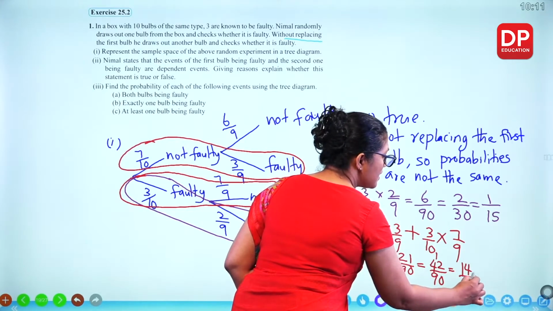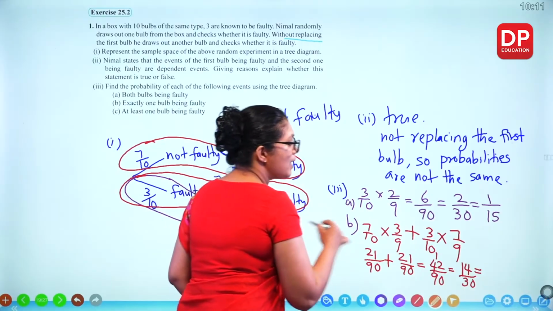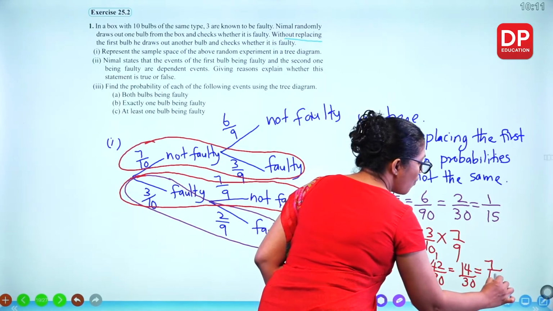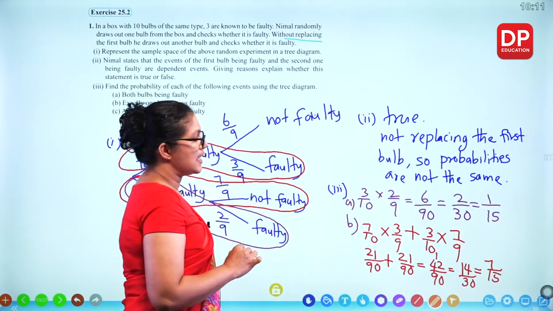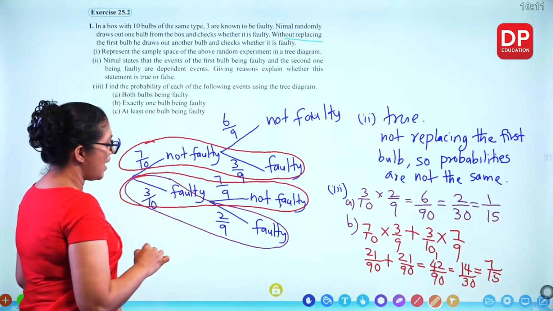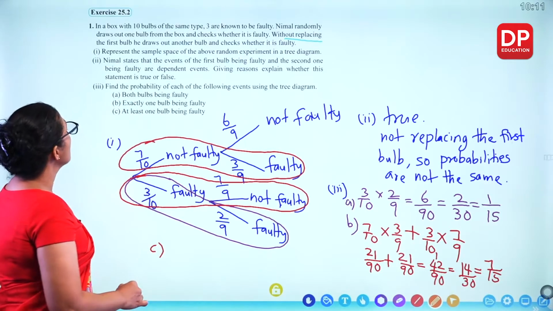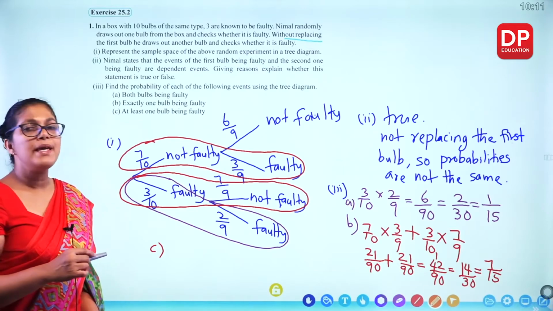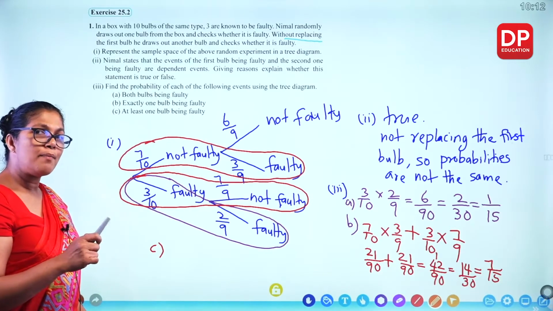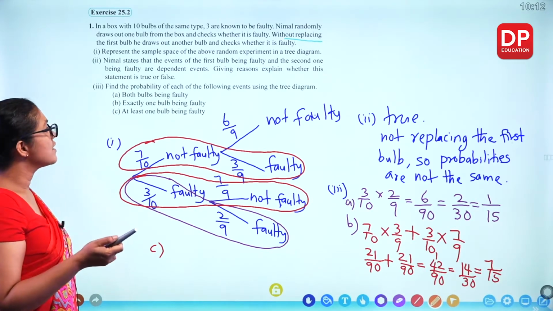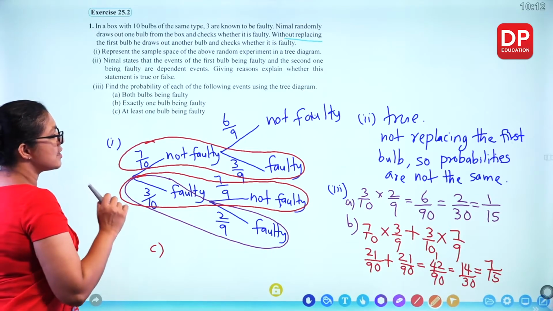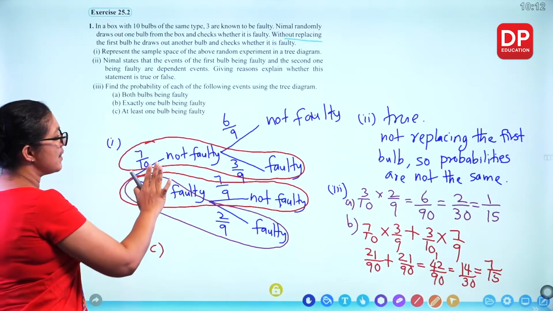14 over 30, divide this by 2 again, you get 7 over 15. Now take part C. At least one bulb being faulty means either one bulb or both bulbs being faulty. So you can use the other method.